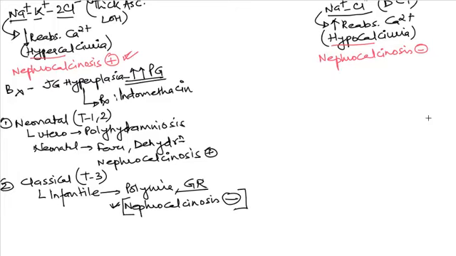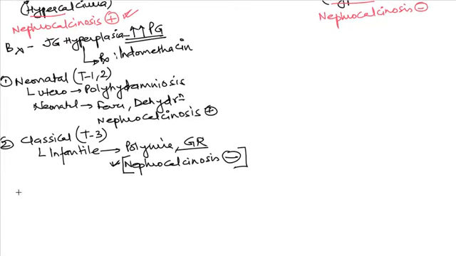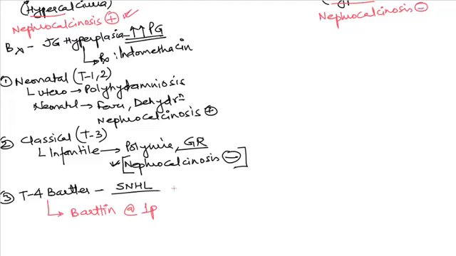Another important thing, type 4 Bartter's is the type that is linked with sensorineural hearing loss. It's an important question that is asked. It occurs due to the mutation of the Bartter gene at chromosome 1p, and it has sensorineural hearing loss.